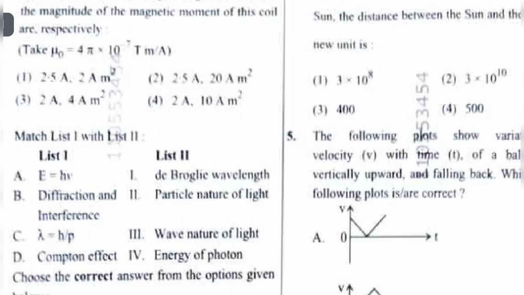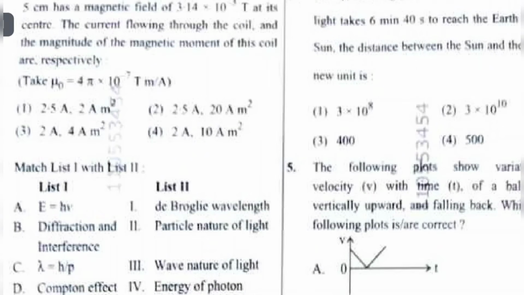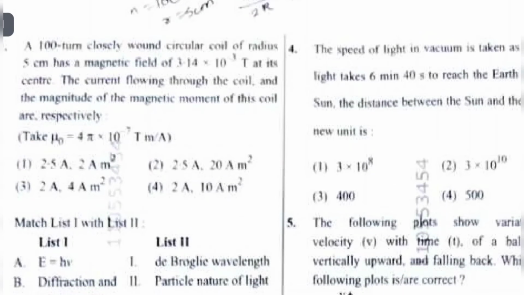Second, match list. Then third question, the current in the circuit. So you can see the speed of light in vacuum, the following plot. The question pattern will be the same. You just need to find out where this first question is. As I said, you need to see in your set, this question can be 25th or 30 or 50. It can be anywhere, guys. In the first 45 questions of physics, it will be there, guys.